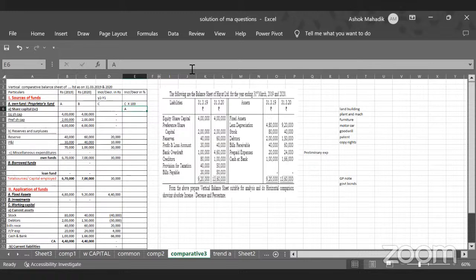Can you put the percentage from reserves onwards? From reserve onwards. So how to calculate for reserves? Percentage change? C, that is 20,000 upon A, 40,000 into 100. So do it. 20,000 upon A, 40,000 into 100. Do it. 3%. Okay, put in live chat. Let me see if you're doing it correctly.